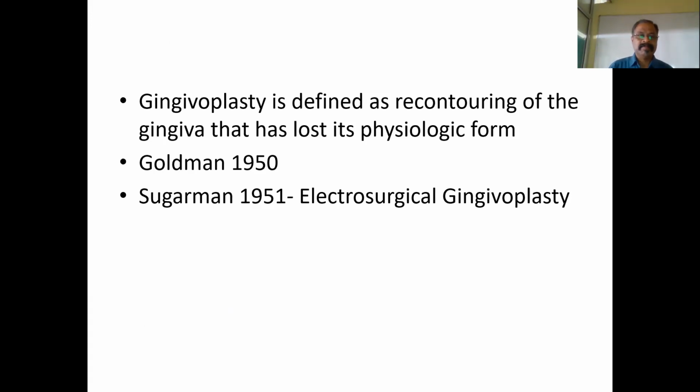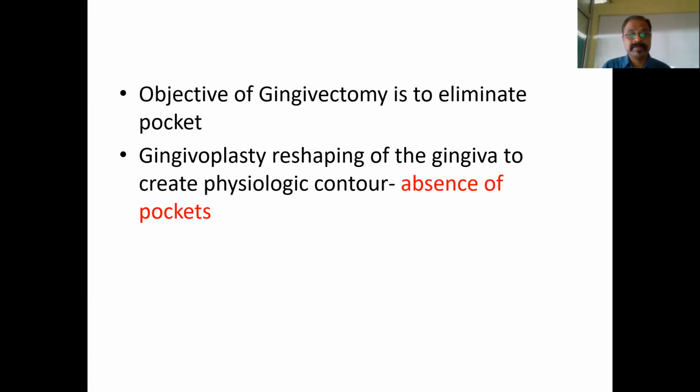This was described earlier by Goldman in 1950, and Sugarman in 1951 was the first person to use electrosurgery to do a gingivoplasty procedure. So what is the objective of gingivoplasty? You remember the objective of gingivectomy was to eliminate the pocket by removing the soft tissue wall. But here gingivoplasty intends to reshape the gingiva to create normal physiologic contour in the absence of pockets. So gingivoplasty is intended to create normal physiologic contours.